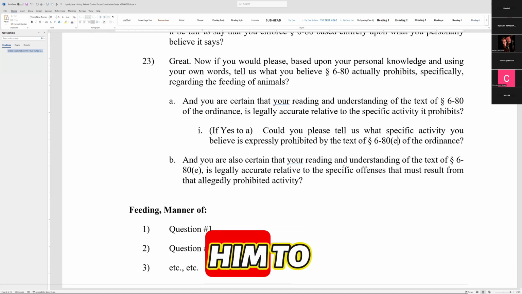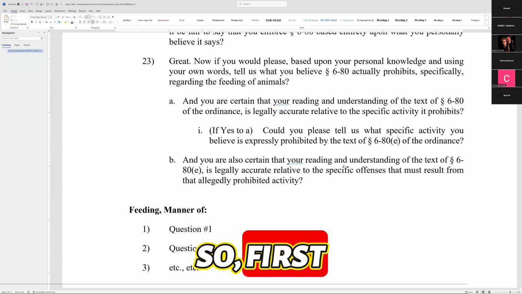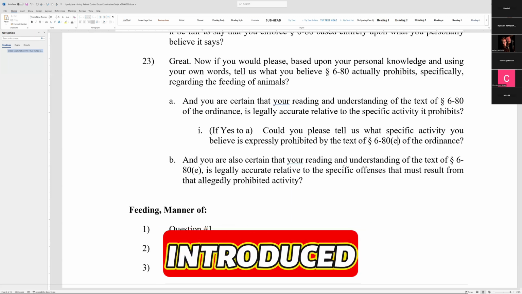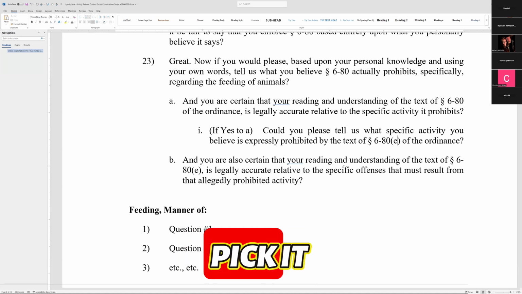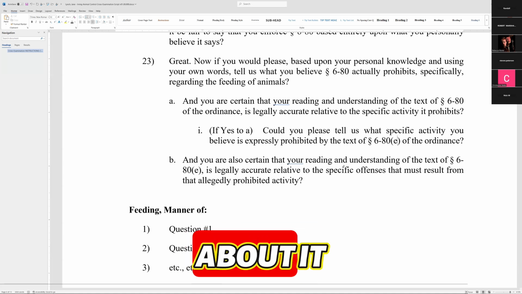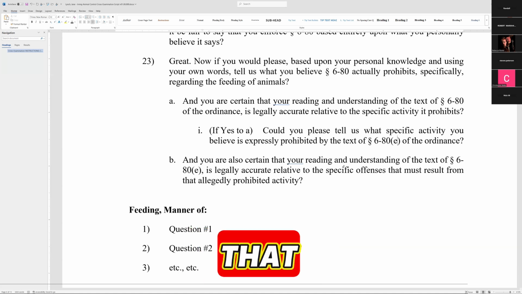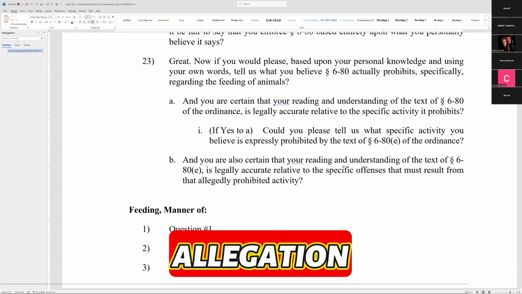Not if you're going to get him to testify that he knows the statute. So first, that's what we need him to do. If you're going to get the statute introduced, yeah, you could ask the court to take judicial notice of it, but you don't get to pick it apart unless you get to talk about it. And you can't talk about it until you get the cop or the witness to testify that they've read it and they understand it, and that's what they're basing their allegation on.